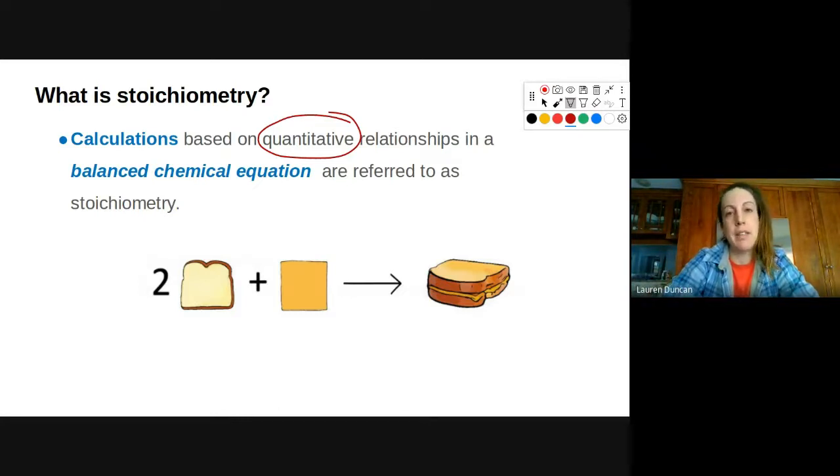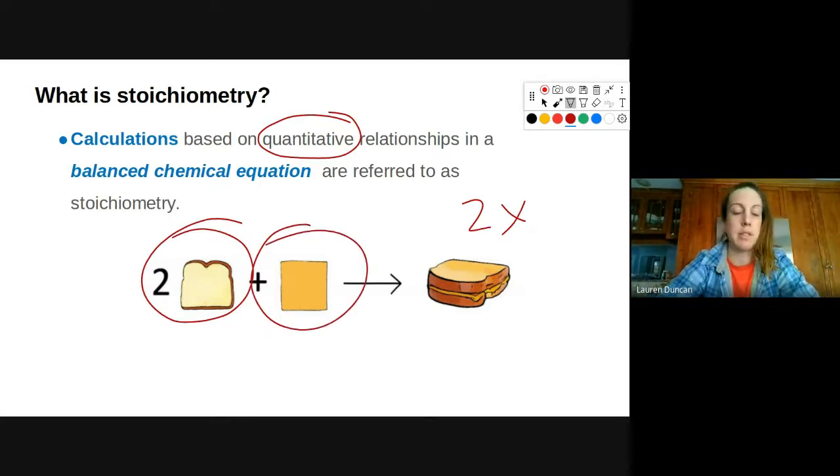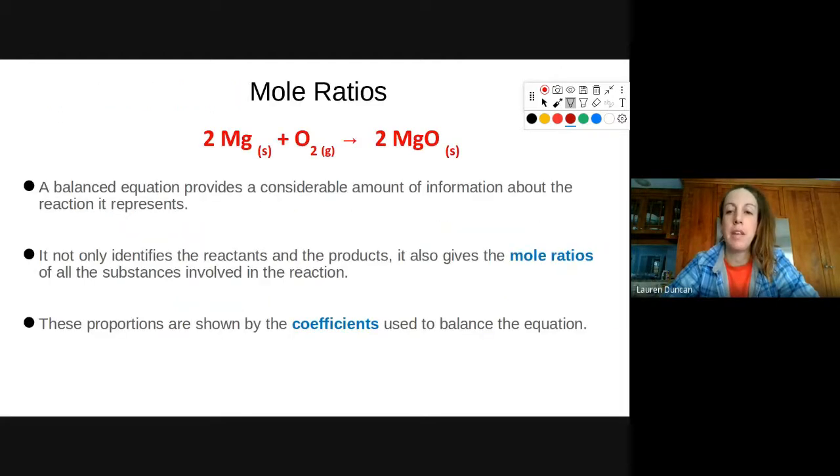So it's kind of like adjusting a recipe. Like this one, if I wanted to make 2 grilled cheese sandwiches instead of just 1, I would need to double the amount of each ingredient. I would need 4 slices of bread and 2 pieces of cheese. But instead of thinking about it in terms of food, we're going to think about it in terms of reactant and product molecules, specifically moles of reactant and product molecules.